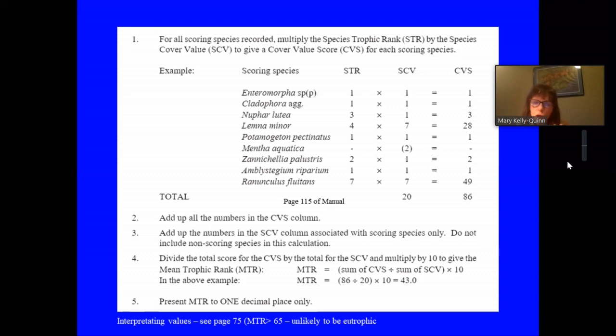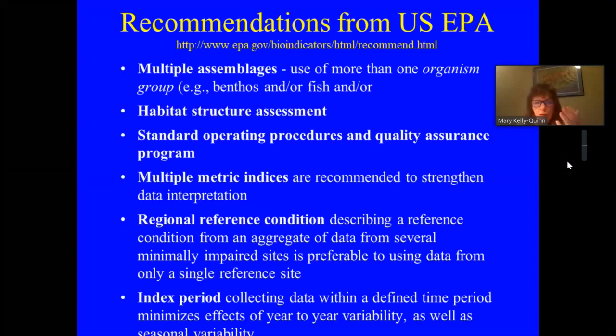So overall, before we finish, these are recommendations that come from the US EPA in terms of monitoring programs. So you deal with multiple assemblages, so more than one group. That's what I'm recommending here. You don't have to include every group. You can pick a few. You have your habitat assessment. You use standard operating procedures. That's where I went through the methodology. And you have some sort of quality assurance there.